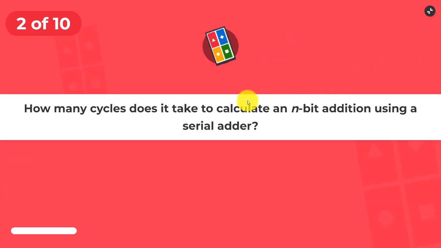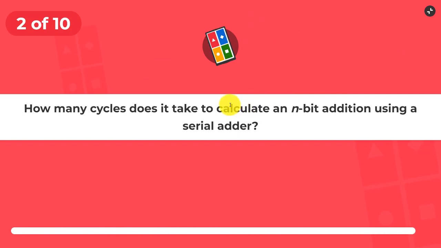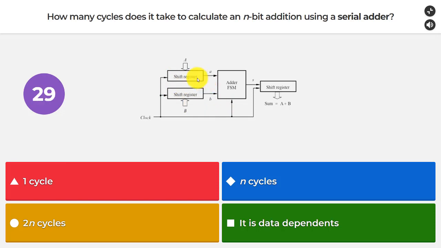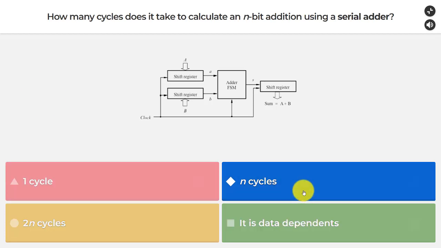Question number 2. How many cycles does it take to calculate an n-bit addition using a serial adder? Here we can see a serial adder. Will it take us 1 cycle? Will it take us n cycles? Will it take us 2n cycles? Or is it data dependent? Well, this is going to take us something like n cycles.